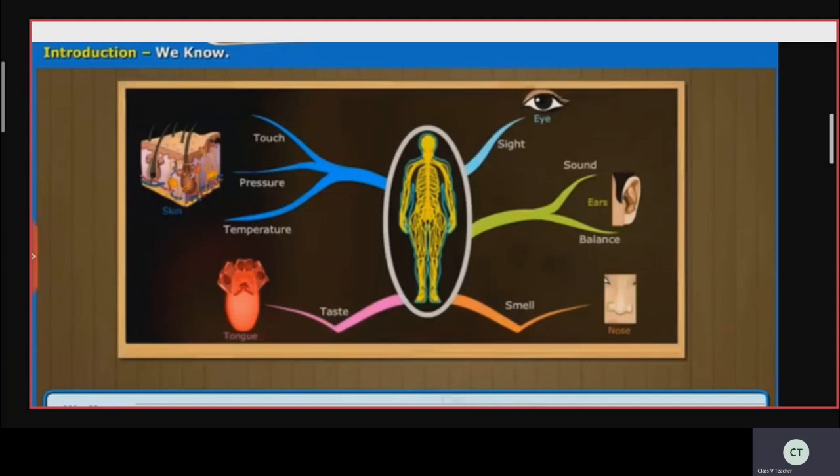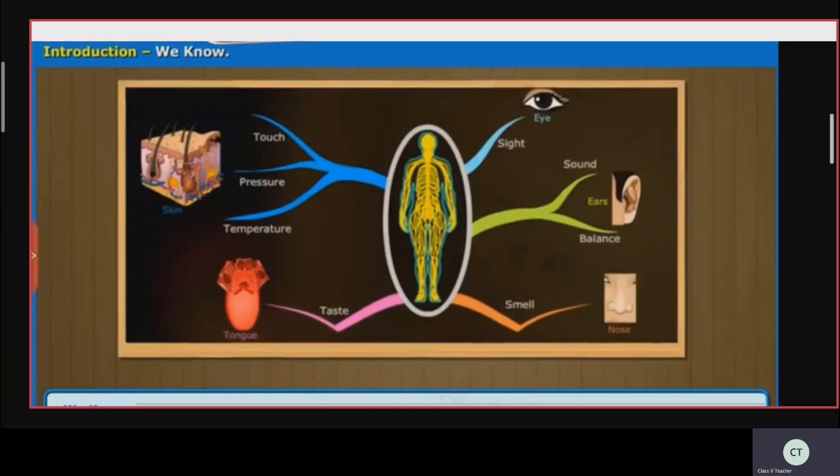We can hear, and sound pollution, so many things can be analyzed, isn't it? Nose helps us to smell, tongue helps us to taste, and skin helps us to touch, and pressure and temperature also we can manage. So all this we learned in the previous lesson about the sense organs. Now, here we are going to learn about each internal organ and what the work of each internal organ is.